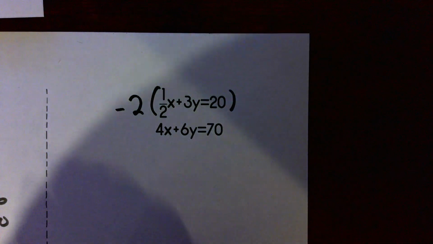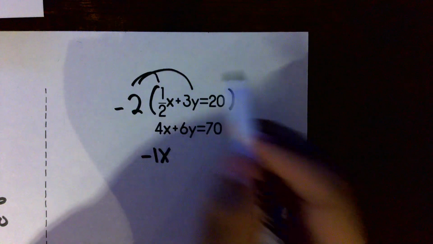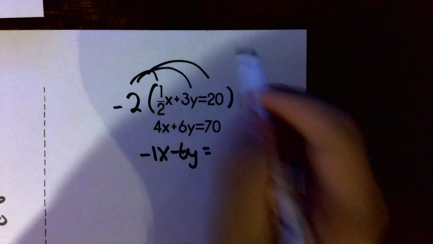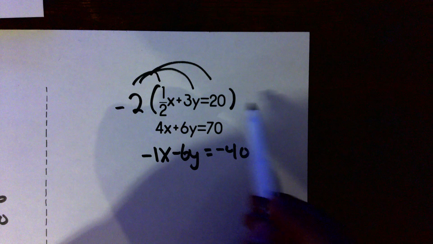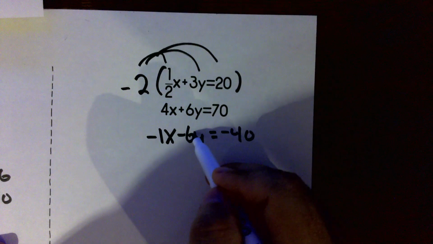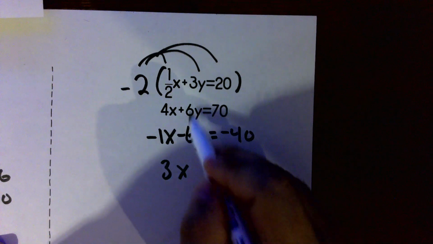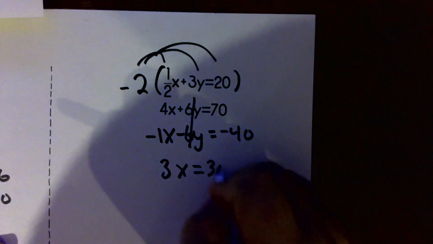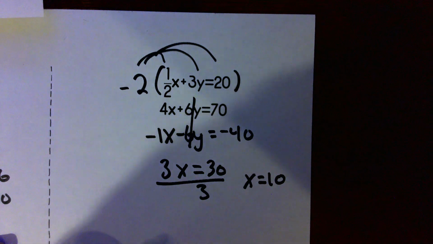So -2 times 1/2 is -1, and -2 times 3 is -6, and -2 times 20 is -40. So I multiplied the whole thing by -2 so that I would be able to eliminate these by combining them. And now we can. 4 minus 1x gives us 3x. 6y minus 6y cancel. 70 minus 40 is 30. Divide by 3 and you get your x value of 10.